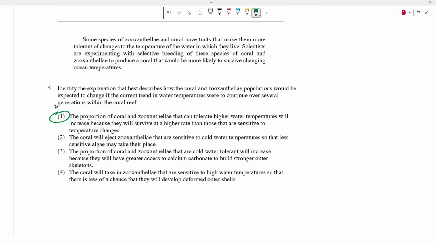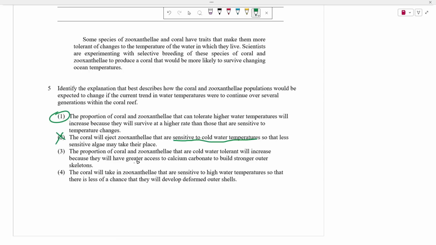All right. Choice 2 is a tempting answer, but remember that the coral does not eject zooxanthellae. Zooxanthellae themselves eject the coral. Right. Also, if the water temperature continues to rise, the zooxanthellae and coral that are sensitive to cold water temperatures will die. They won't survive. They won't be able to go around, hopping from one coral to the other. They'll be dead. They can't live in those hot water conditions.